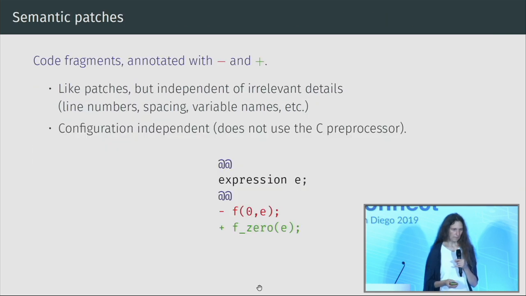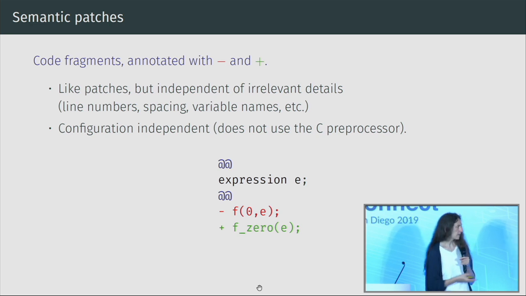So here's a small example. Basically, again, we're based on patches, and so you have fragments of code, and you put minus in front of fragments of code that you don't like, and plus in front of fragments of code that you would like to replace them with. Something that's very important is that Coccinelle is completely independent of the configuration. We have a parser that tries to deal with ifdefs and macros and so on just as they are found. We don't run the C preprocessor. And so the transformation that you describe will apply across code for all different architectures. It's not going to be specific to one particular configuration.